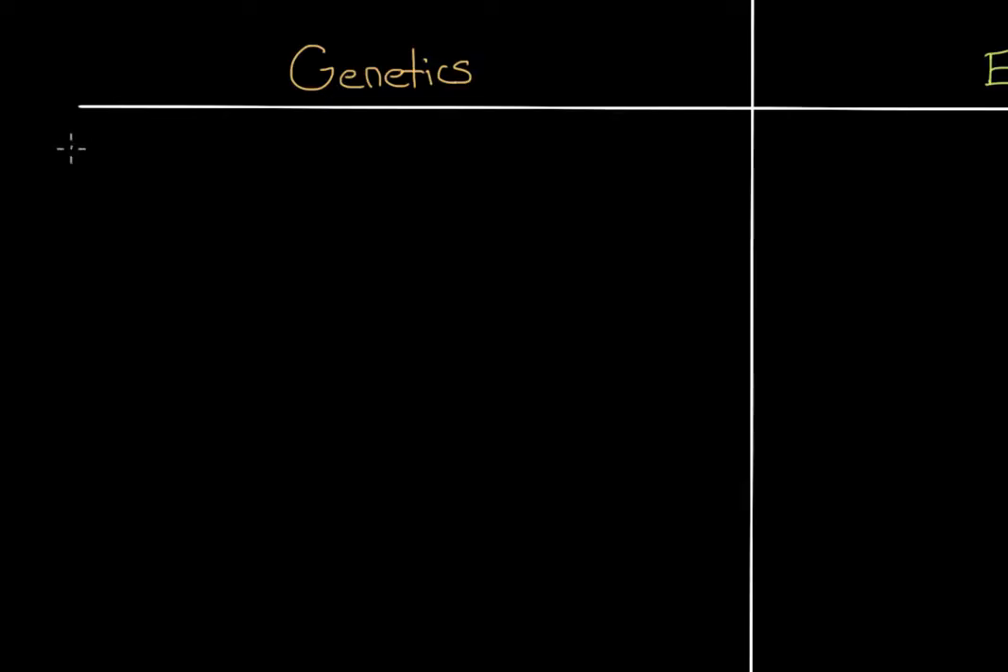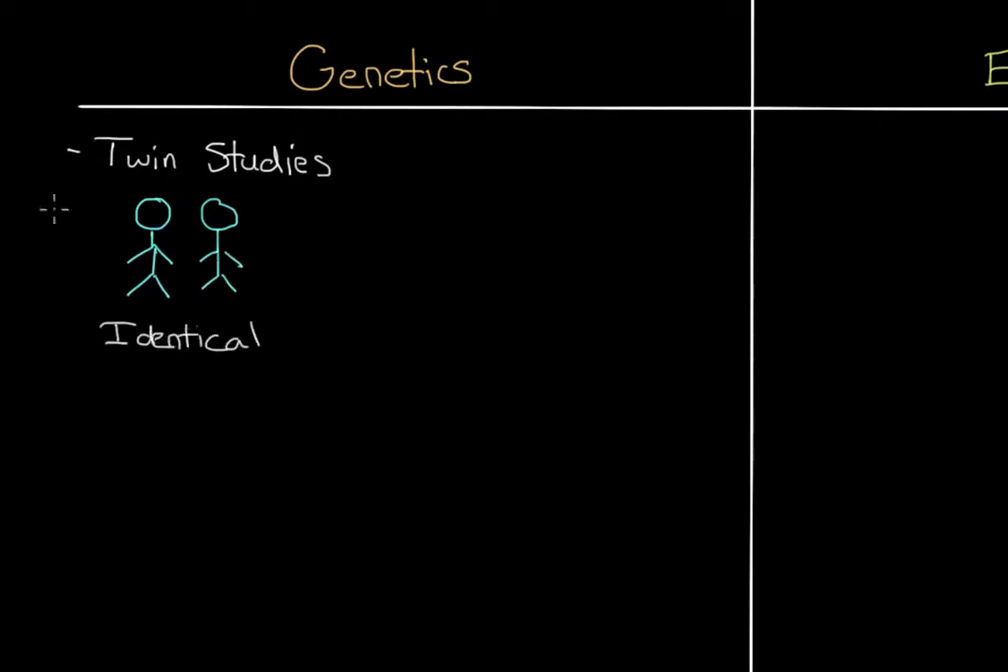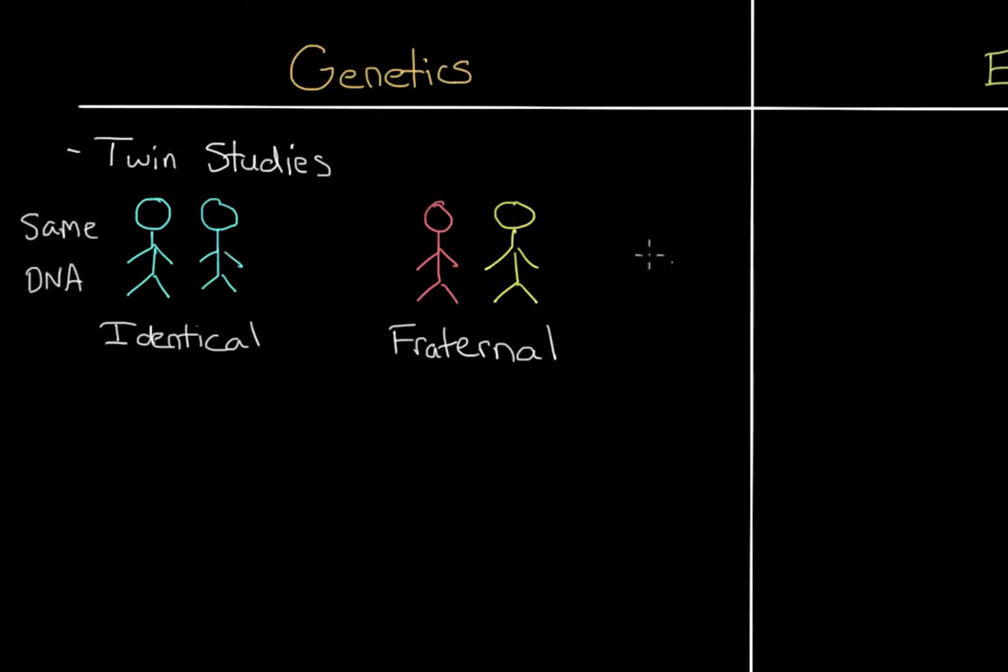Well, we do what are called twin studies. So in these twin studies, what we'll do is we'll take a pair of identical twins and a pair of fraternal twins, and we'll compare them. So we know that identical twins have the same DNA, and fraternal twins have different DNA. So what we can do is we can compare the incidence of multiple sclerosis in identical twins and in fraternal twins.